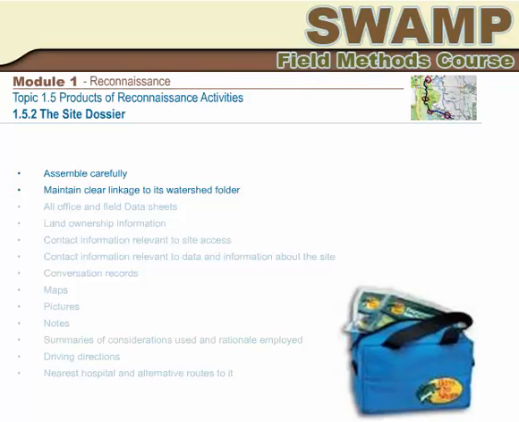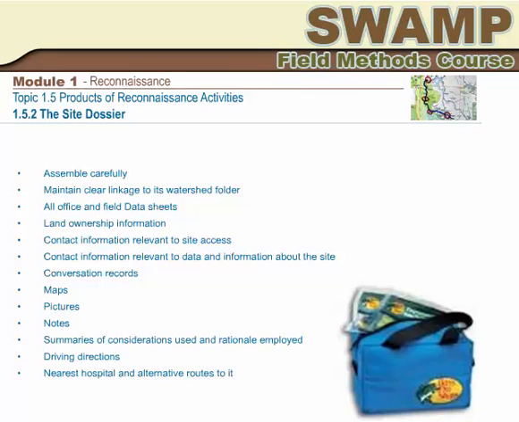The final Site Dossier will include information captured in all office and field data sheets, as well as the file names and location of spreadsheets and databases developed from them. Information will include the following: land ownership information relevant to accessing the site, contact information for all people relevant to site access, contact information for all people relevant to data and information about the site, conversation records, maps, pictures, notes, summaries of considerations used and rationale employed, driving directions and directions to the nearest hospital and alternative routes to it.